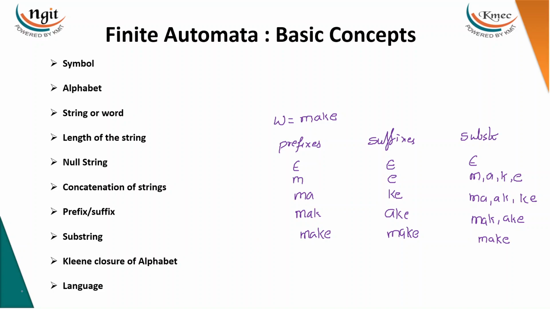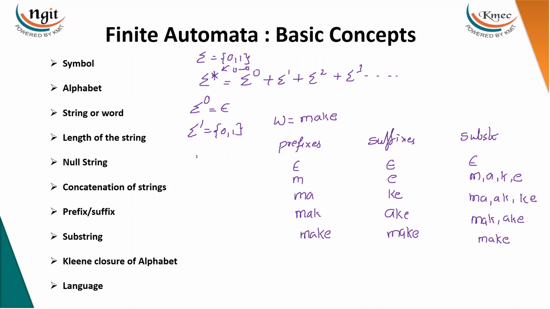Then the Kleene closure of an alphabet. For example, if my alphabet is 0, 1, the Kleene closure of the alphabet is denoted with sigma star. Star means 0 to infinity, guys. So sigma power 0 union sigma power 1 union sigma power 2 union sigma power 3, and so on. What does sigma power 0 mean? 0 length strings, nothing but epsilon. 1 means you take the alphabet 1 time, that is 0, 1. 2 means take the alphabet 2 times, that is 0, 1 concatenation 0, 1, which will give you 00, 01, 10, 11.